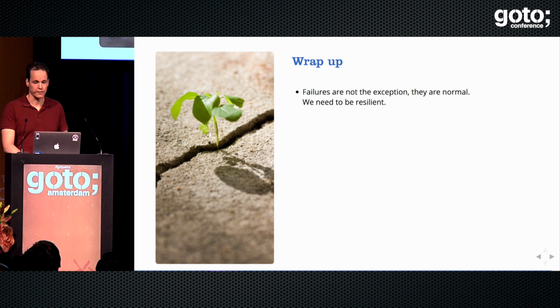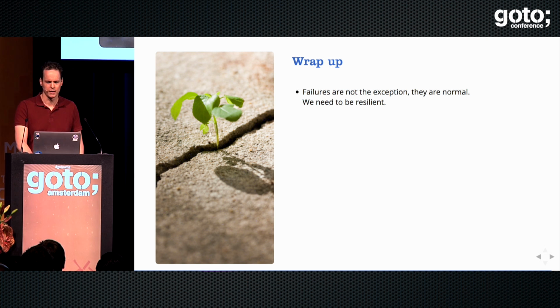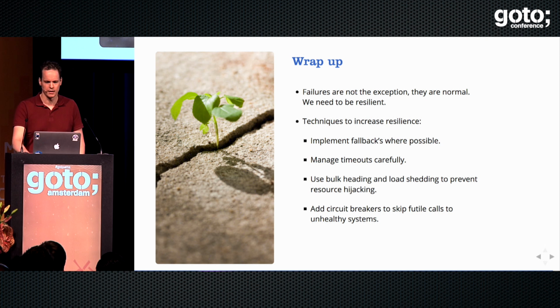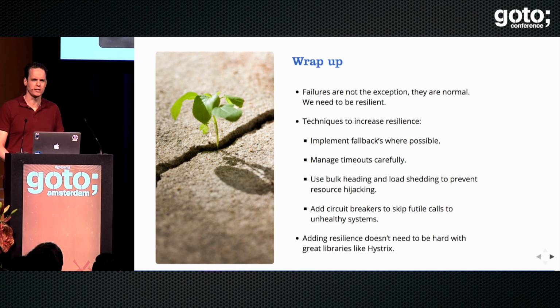So to wrap up, failures are really not the exception. We need to deal with them. They are normal. So we need to be resilient against those failures. A couple of techniques that we've seen to be more resilient are to implement fallbacks, manage timeouts carefully, also for the clients, use bulkheading and load shedding to prevent resource hijacking, and add a circuit breaker to skip those futile calls to services that aren't healthy in any case. And adding resilience in the end doesn't need to be really hard, certainly not with libraries that do it all for you.